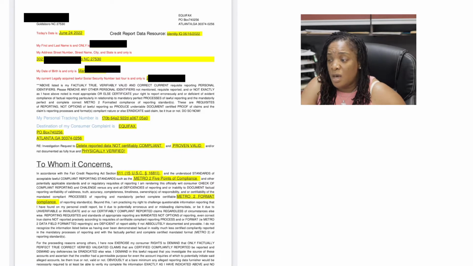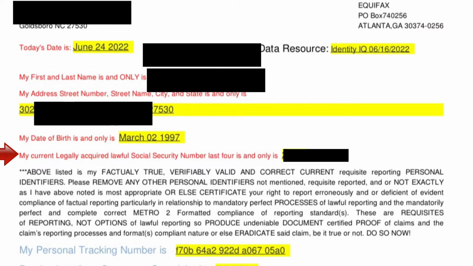At the top of the letter, you can see where it says "above listed is my factual, true," and so on. I'm starting the letter out in a professional way, but as you read further, I'm also being very stern, showing my knowledge of what I'm disputing, and very firm. I'm not coming in timid at all. I'm also letting them know that I am tracking this letter with the tracking number, so they can't say they did not receive it or just ignore it. We make that clear at the beginning of the letter.